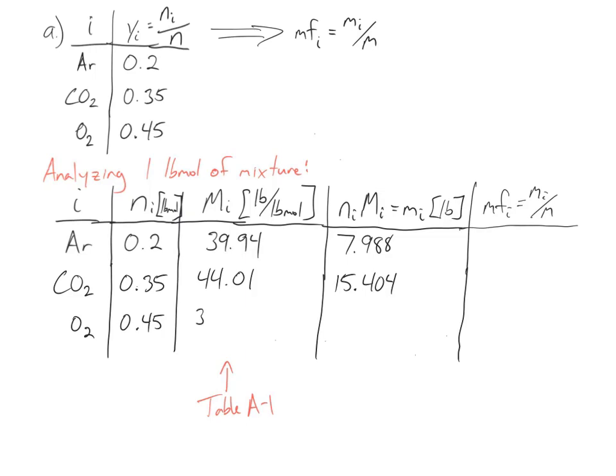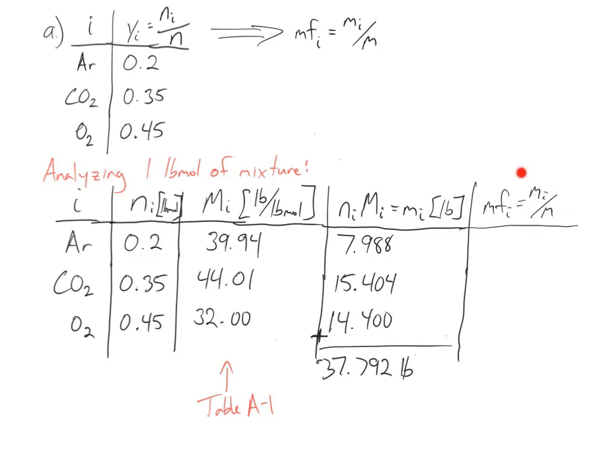Molecular weight is 32.00, and if we multiply those together, we get 14.400 pounds. All right, so if we add all these up, we're going to get 37.792 pounds of our mixture. So if we have 1 pound mole of this mixture, it would come out to be 37.792 pounds on a mass basis.